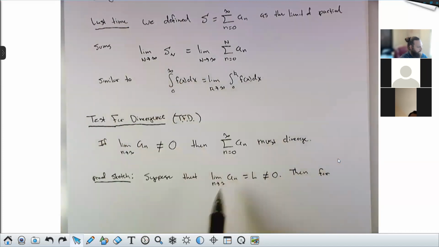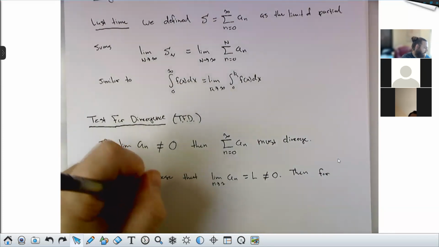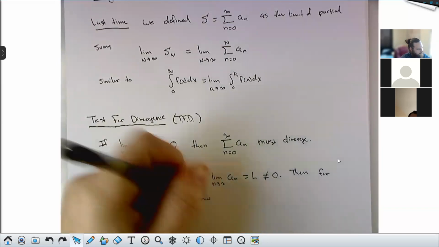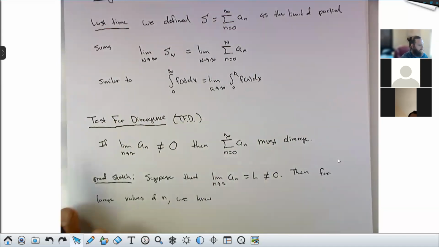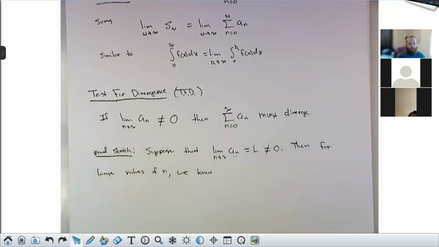Well, if I tell you that the limit as n goes to infinity of an is equal to L, then for large values of n, what does it mean to say the limit of the ans is equal to L? It means that the ans themselves, as n gets bigger and bigger, get closer and closer to L, right? That was what we learned when we talked about limits of sequences. The an here on its own without the sigma, that's a sequence. This is a series. The an, the thing inside, is a sequence.